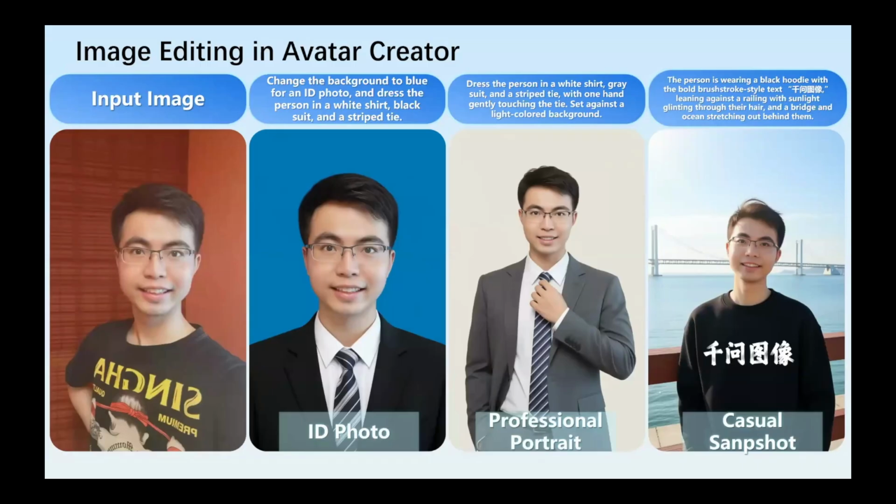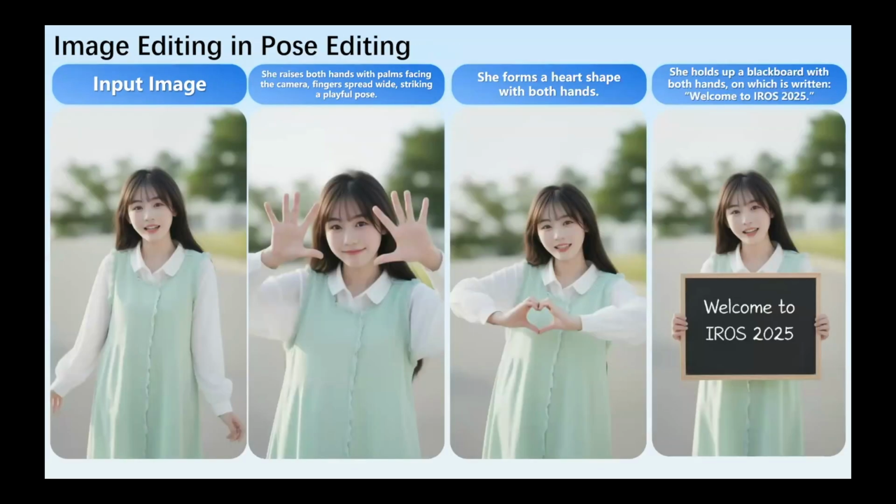You can also use Qwen Image to instantly transform one photo into multiple professional or casual avatars, from ID photos to LinkedIn portraits to social media snaps. Just describe the look, change the background, outfit, pose, even add text. The model preserves your identity while adapting style and context, all with a single prompt.